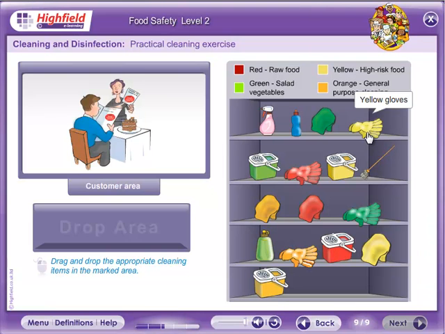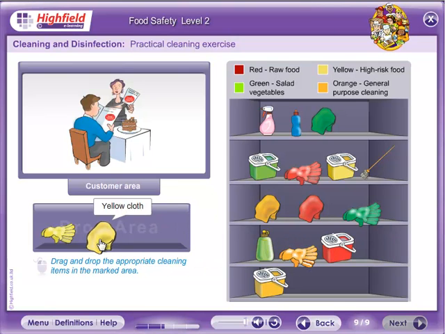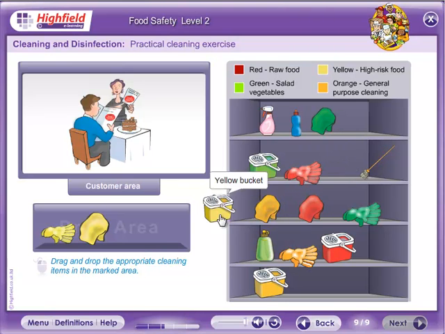Yellow gloves. Orange bucket. Yellow cloth. Orange cloth. Yellow bucket. Yellow bucket. That is incorrect. To prevent cross-contamination, a yellow bucket should only be used for high-risk food preparation areas.